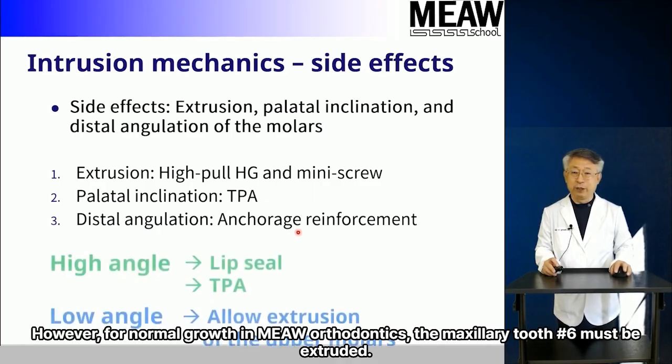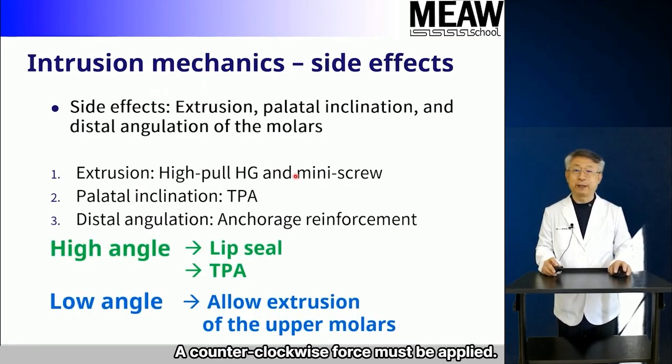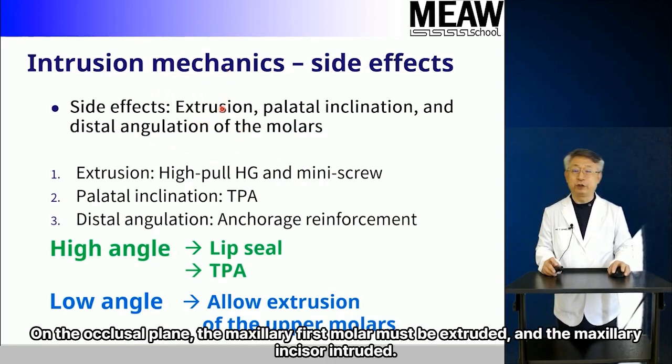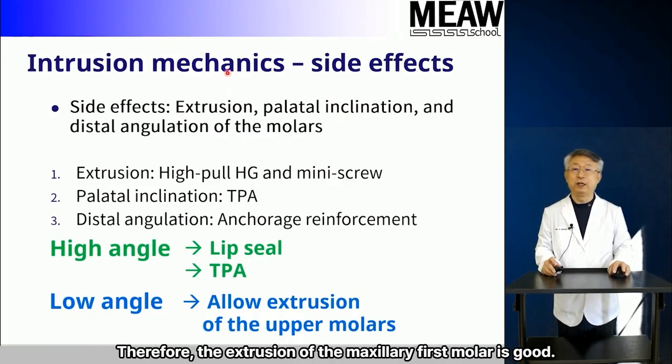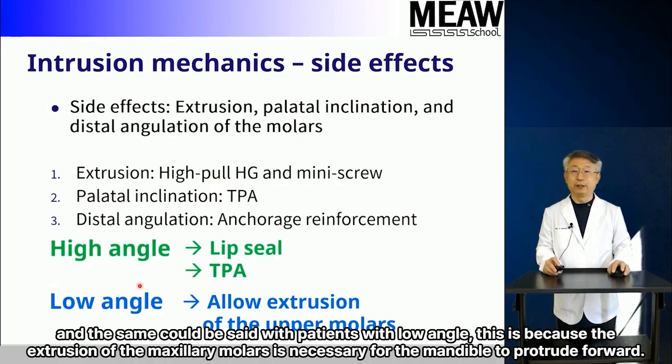However, for normal growth in myo-orthodontics, the maxillary teeth must be extruded. A counterclockwise force must be applied. On the occlusal plane, the maxillary first molar must be extruded, and the maxillary incisor intruded. Therefore, the extrusion of the maxillary first molar is good. TPA is not necessary for patients with high angle and lip seal. And the same could be said with patients with low angle. This is because the extrusion of the maxillary molars is necessary for the mandible to protrude forward.